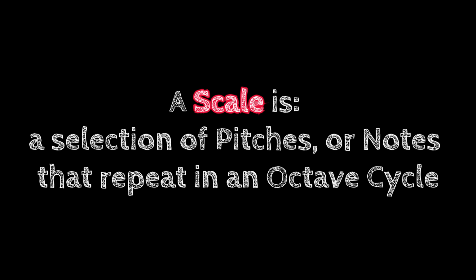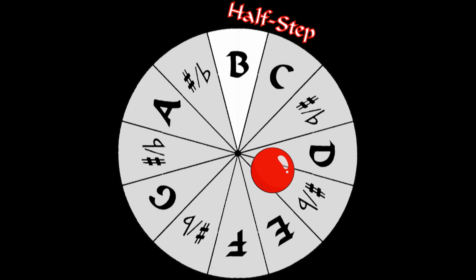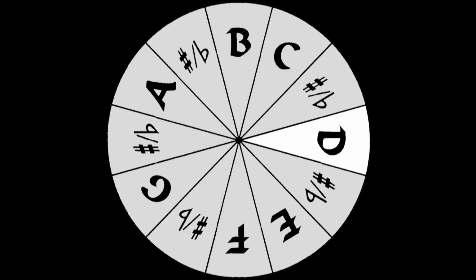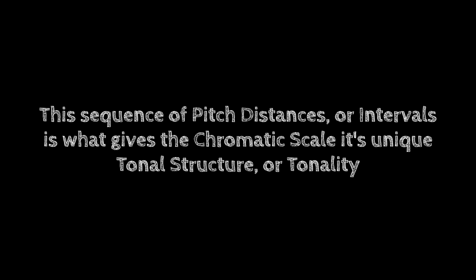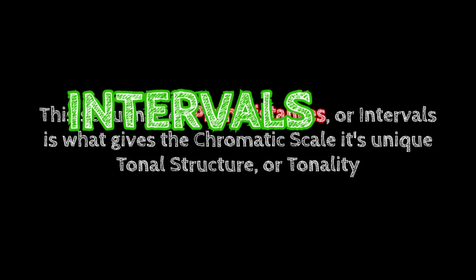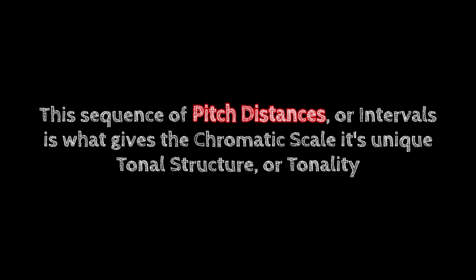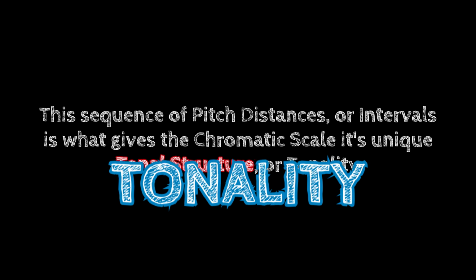A scale is a selection of pitches or notes that repeat in an octave cycle. The distance between each pitch in the chromatic scale is called a half step. The chromatic scale therefore contains a sequence of 12 half steps. Half, half, half, half, half, half, half, half, half, half, half, and half. This sequence of pitch distances or intervals is what gives the chromatic scale its unique tonal structure or tonality.